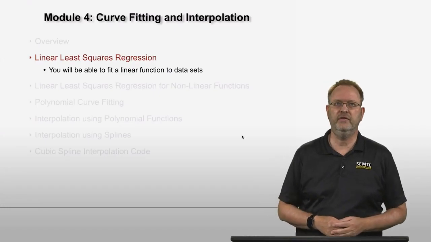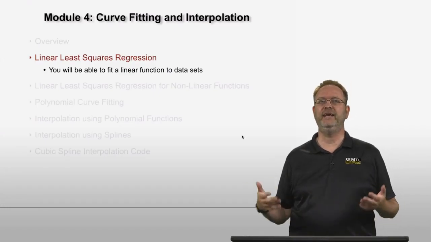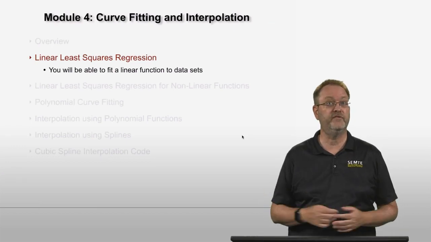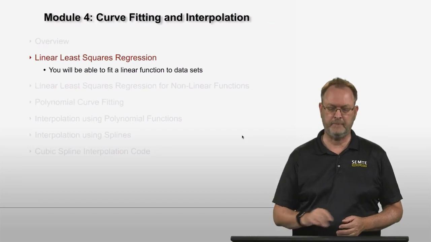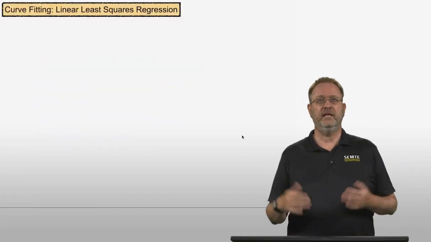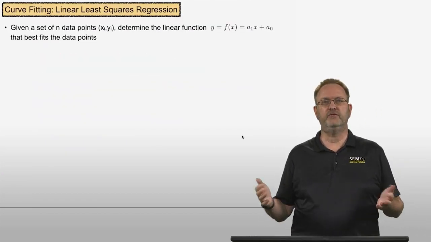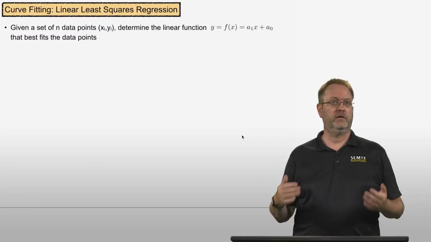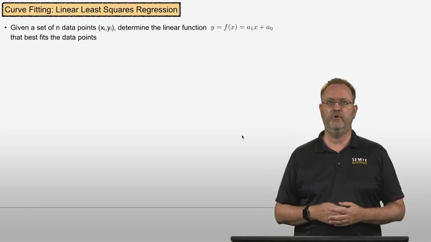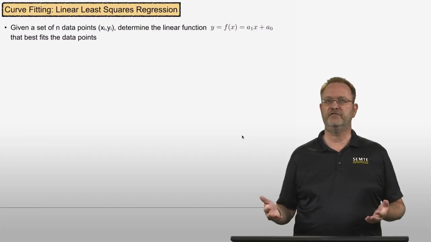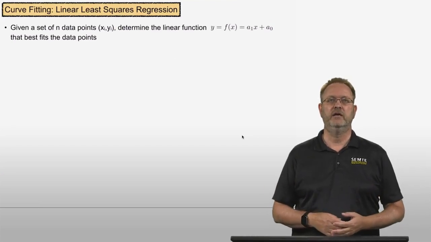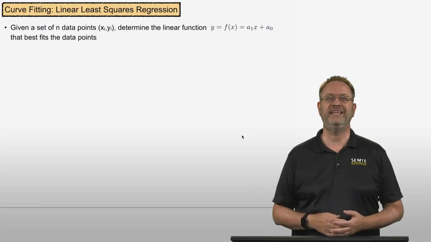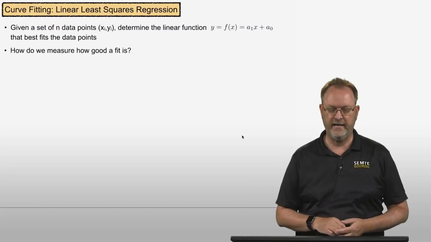Welcome to this video. In this video we will be looking at linear least squares regression, and by the end of this video you will be able to fit a linear function to a data set. So linear least squares regression tries to do the following thing. Given a set of n data points, let's call them xi, yi, determine the linear function f of x equal to a1x plus a0 that best fits the data points xi, yi.